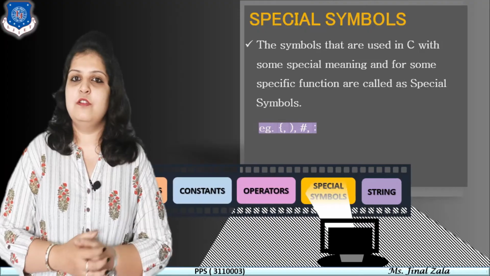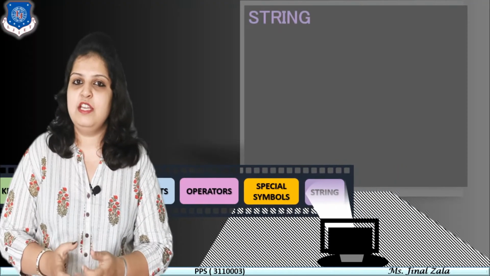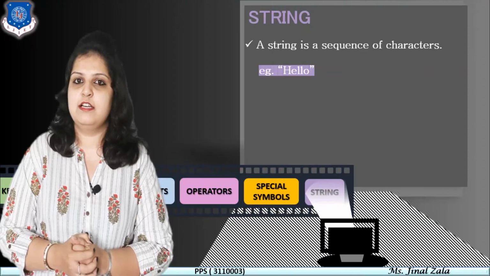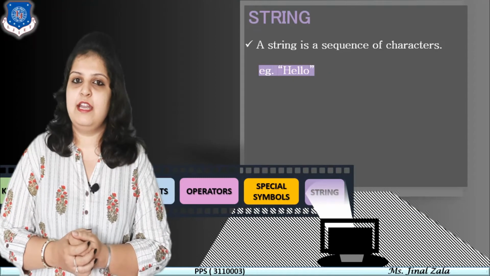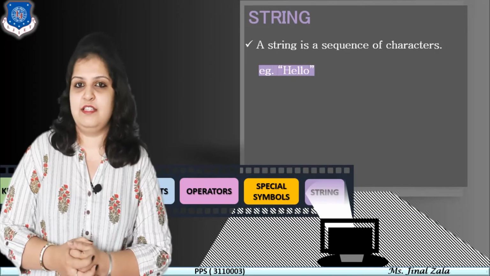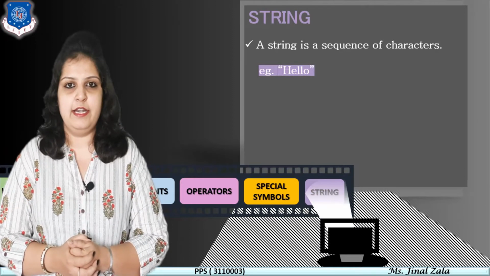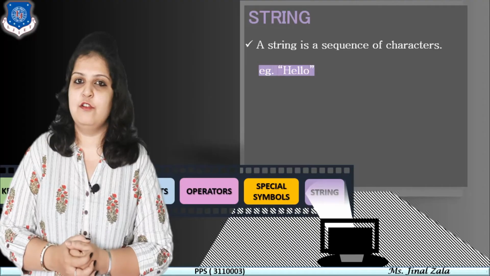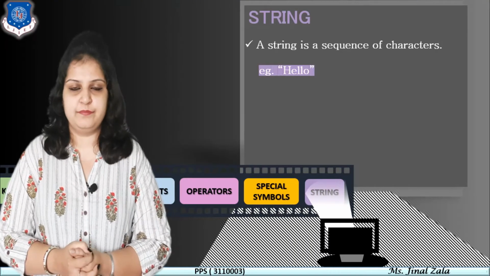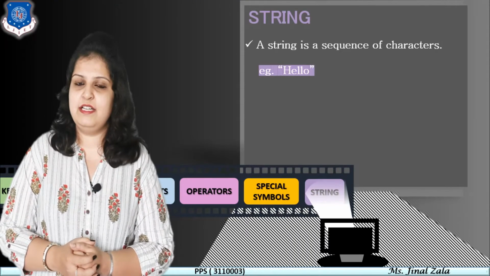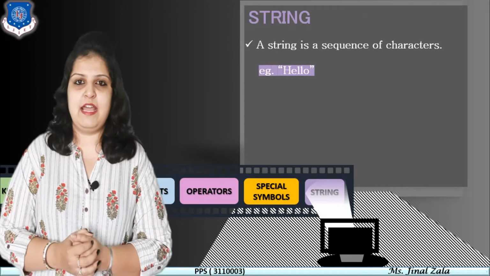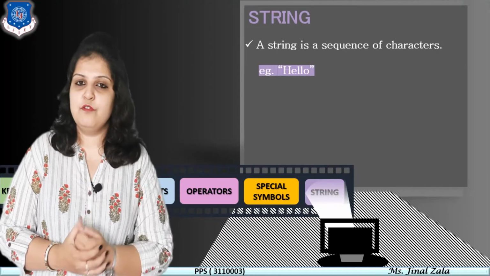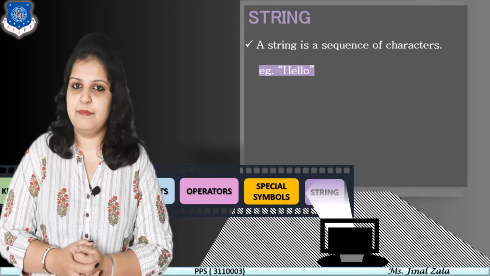And our last token is string, and string is nothing but, as I discussed in constants, a character constant, a sequence of characters that is treated as a single data item. It is called a string, and here the example hello is a type of string. Hope guys you understand all the tokens very well. In the exam you have to write 6 different types of tokens with appropriate examples.